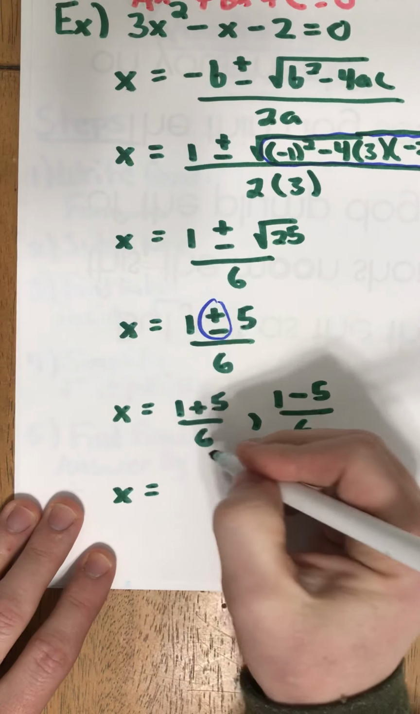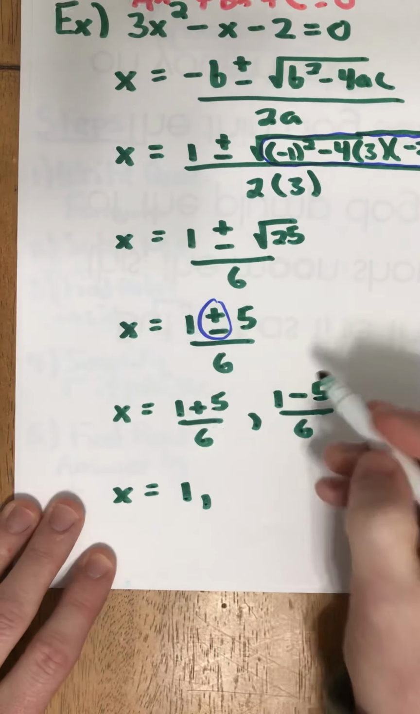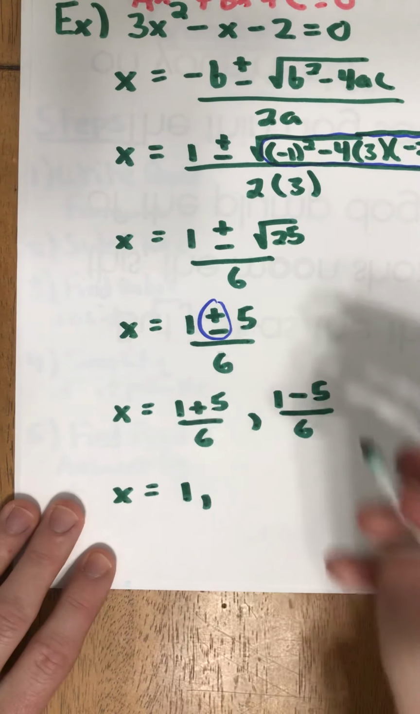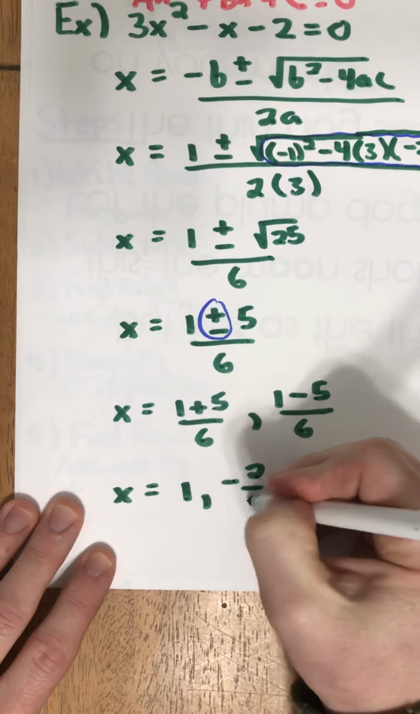1 plus 5 is 6, divided by 6. This would be 1. 1 minus 5, divided by 6, that's going to be negative 4/6, or negative 2/3.